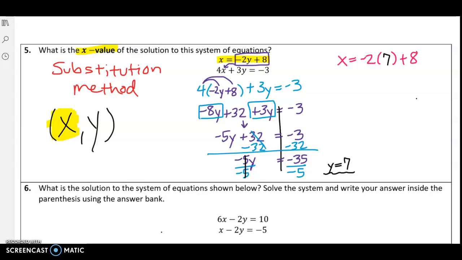And now I'm going to simplify it. Negative 2 times 7 is negative 14. And now let's add that 8 to the negative 14 to get negative 6. So we found the x value, and that is actually our answer to this problem. Because it asked for the x, this is our answer.